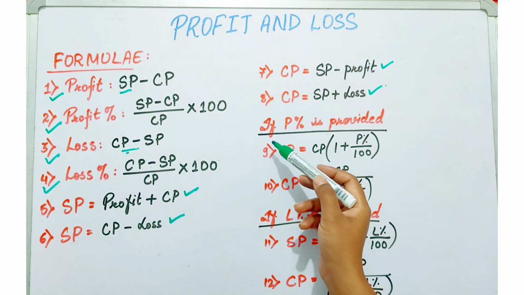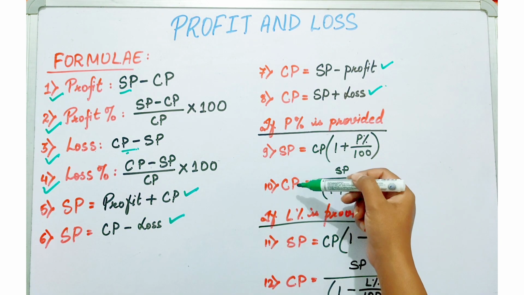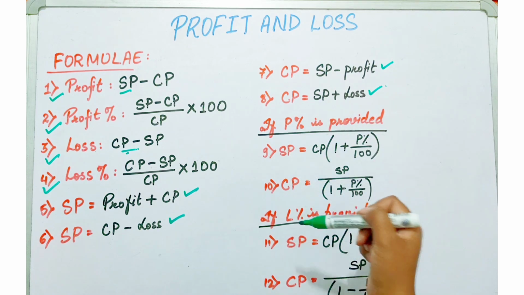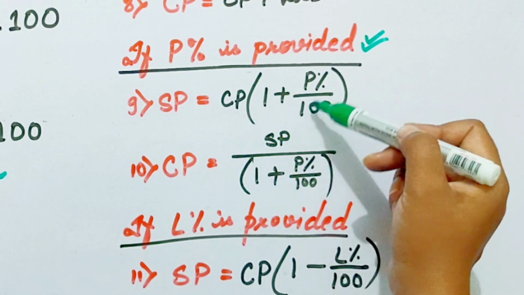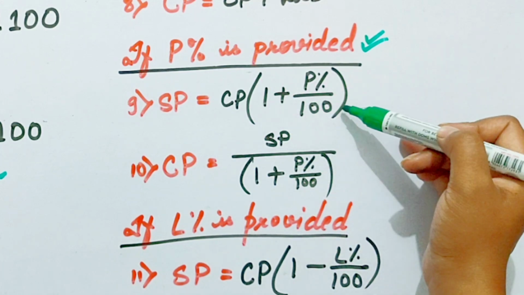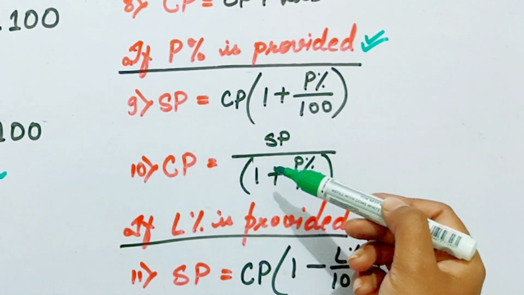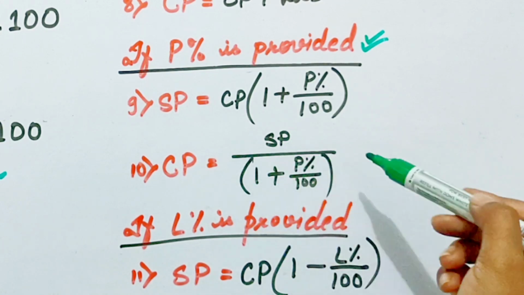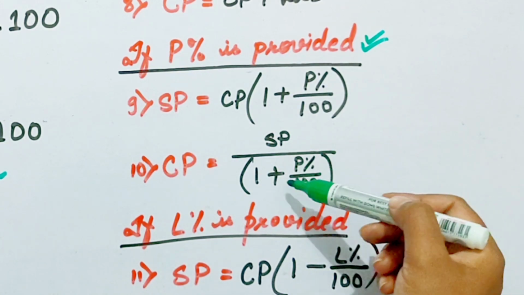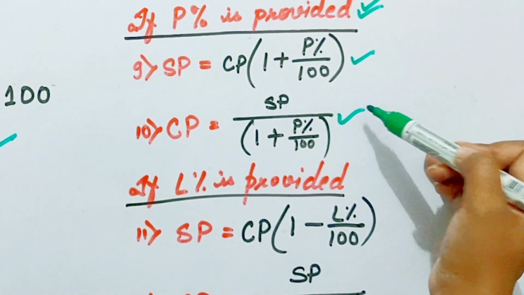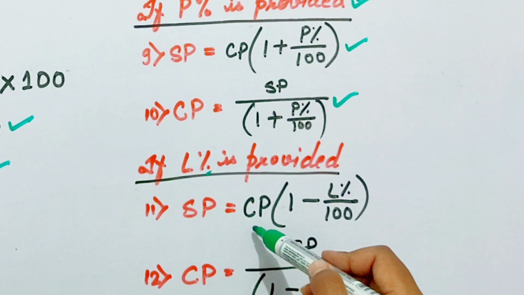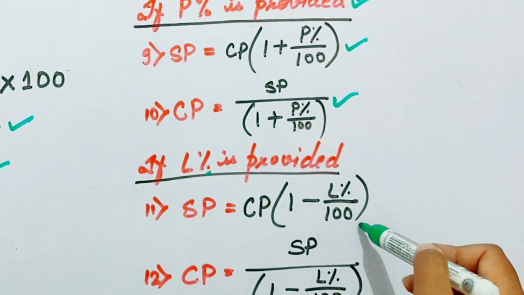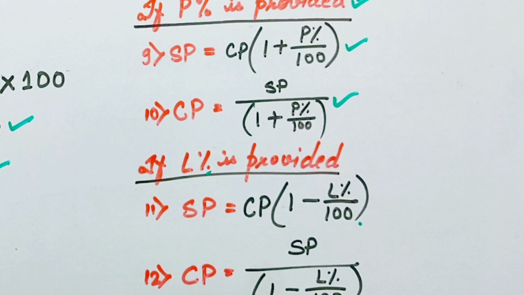Got it? Now, how to find SP and CP when profit percent or loss percent is provided. When profit percent is provided, SP will be CP into 1 plus profit percent divided by 100. This is for SP, and for CP we need to divide SP by the whole thing, that is 1 plus profit percent divided by 100. This is in case of profit. When loss percent is provided, SP equals CP into 1 minus loss percent by 100, and to find CP, SP divided by 1 minus loss percent by 100.